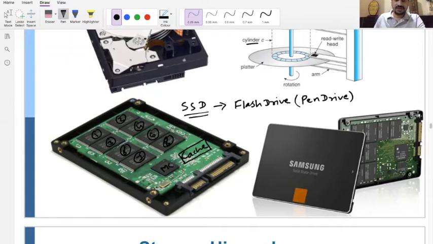But let me tell you, the life of an SSD is less than the life of a magnetic disk in terms of data storage. So which one will store the data for a larger period of time? The magnetic disk will store the data for a larger period of time than the flash drive. Okay. So that is the difference between these two.